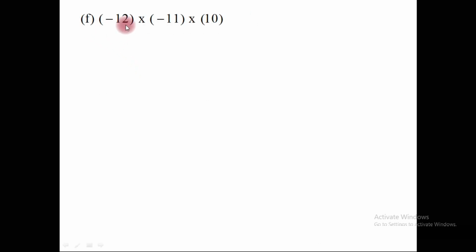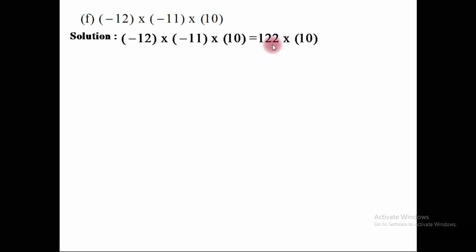Sub number F, minus 12 multiplied with minus 11, and again multiplied with 10. Here the first two integers will be multiplied first. Minus 12 and minus 11 multiply, we get 132. 12 into 11 is 132. Minus and minus multiply becomes plus, which is again multiplied with 10. 132 into 10 is 1320.